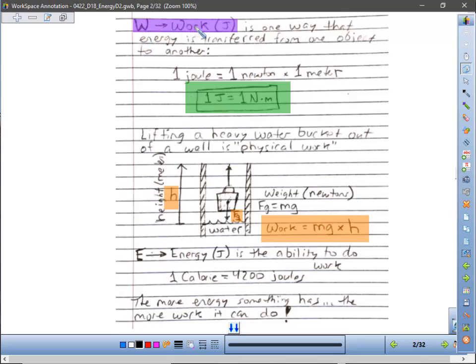Work is W, it's measured in joules, and a joule is a Newton times a meter, force times distance, and that's how you figure out the work done. Here was one main example, lifting an object out of a well. Here's a bucket. The force of gravity, it weighs m times g, mass times little g, 9.8. That's the force. And then you lift it a height. This is how far you lift it out of the well. That's a distance. H is in meters. So this is how you calculate the work of lifting something upwards.